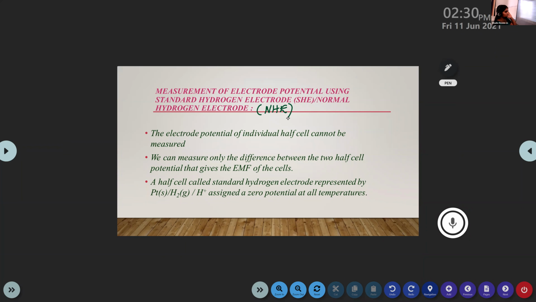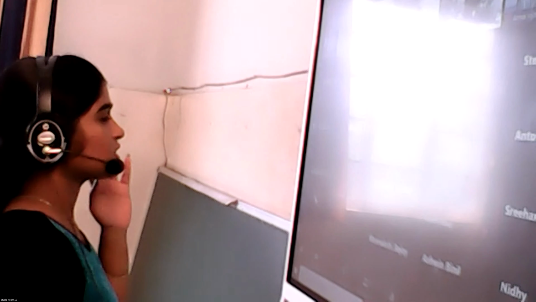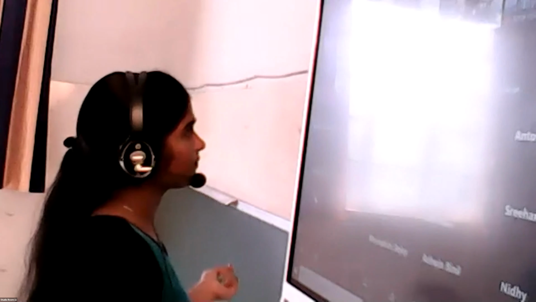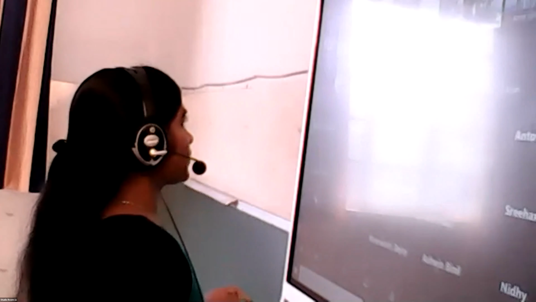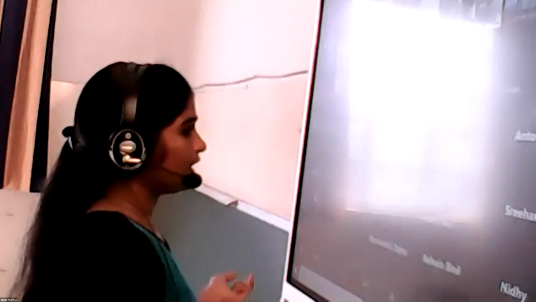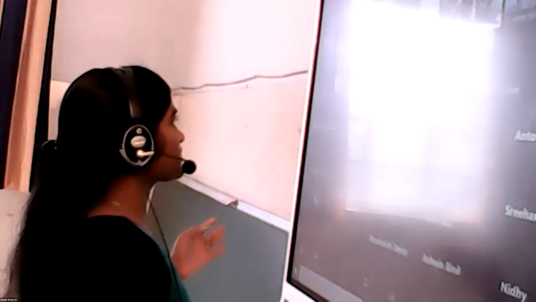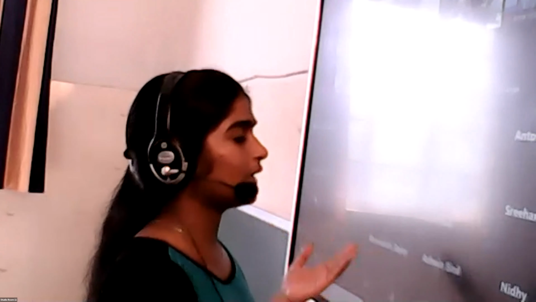In short form, we write SHE or NHE: standard hydrogen electrode or normal hydrogen electrode. From the last equation, you know that the electrode potential is required. The value of electrode potential of each metal is required to calculate the cell potential, right? Electrode potential of zinc and electrode potential of copper are required to calculate the cell potential of Daniell cell. Like that, in each electrochemical cell, their electrode potential is required to calculate the cell potential.